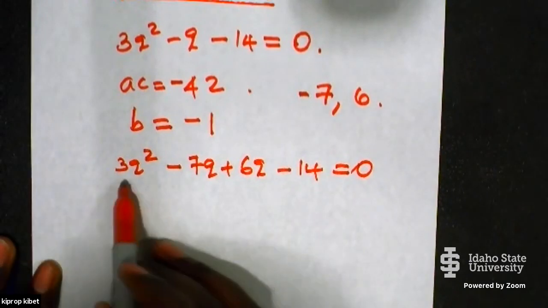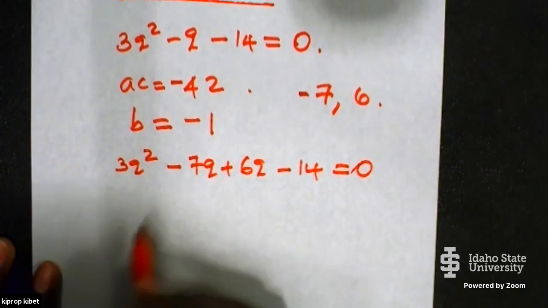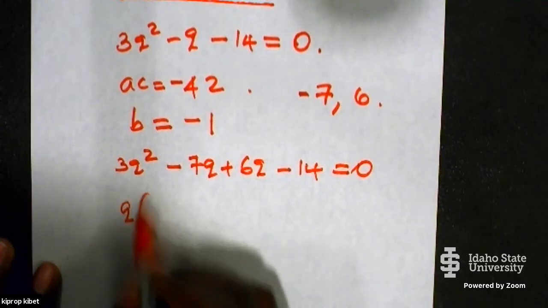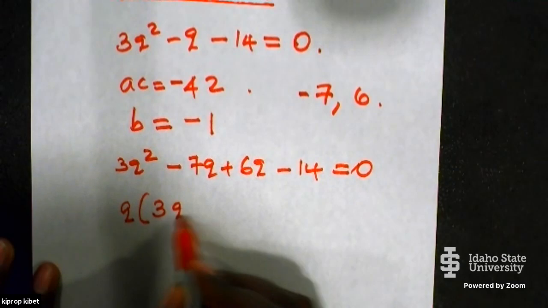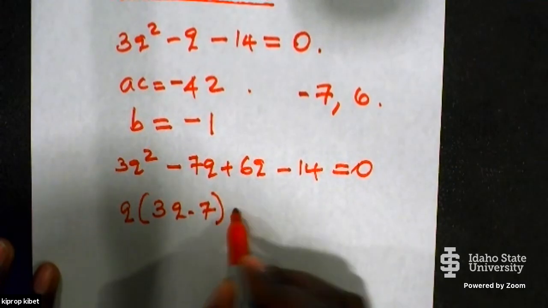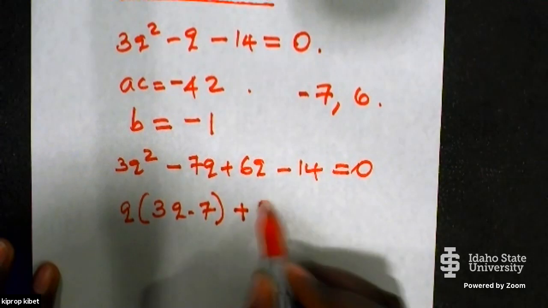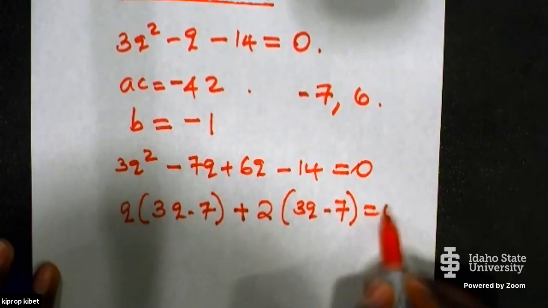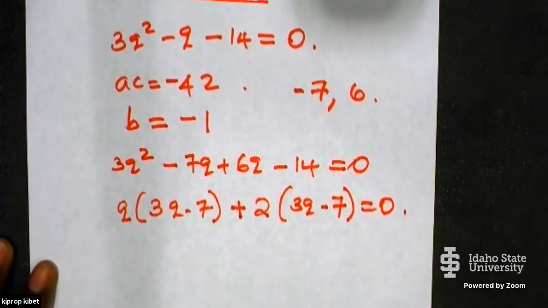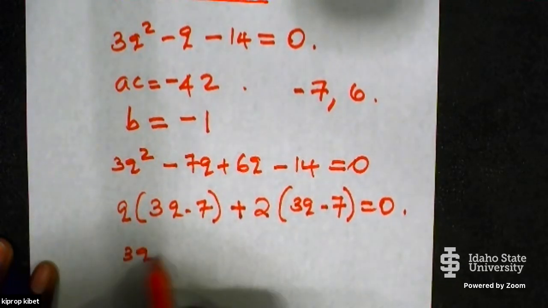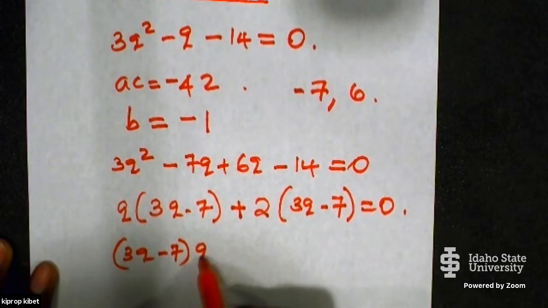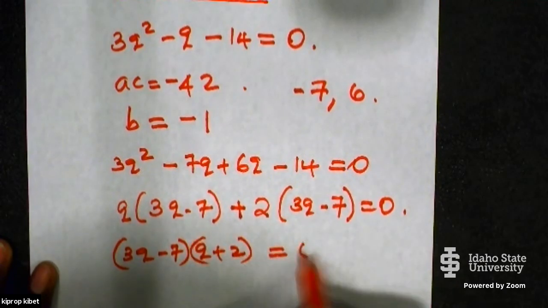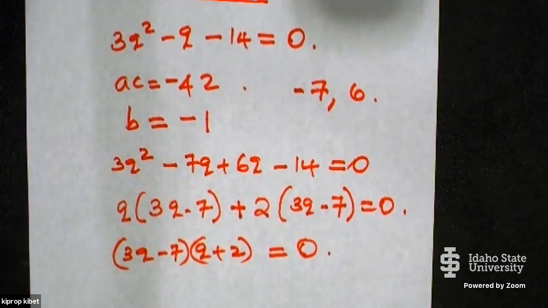Then you now factor out the terms which are common. So here, q, and then 3 minus 7, and then plus, this is what? 2, right? And then 3q minus 7 equals to 0. Then you factor out the common factor there. So we have 3q minus 7, and then q plus 2 equals to what? Equals to 0. So we have factorized this.